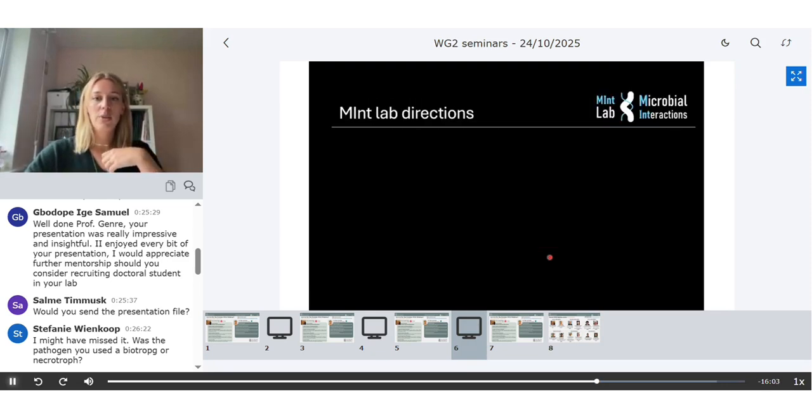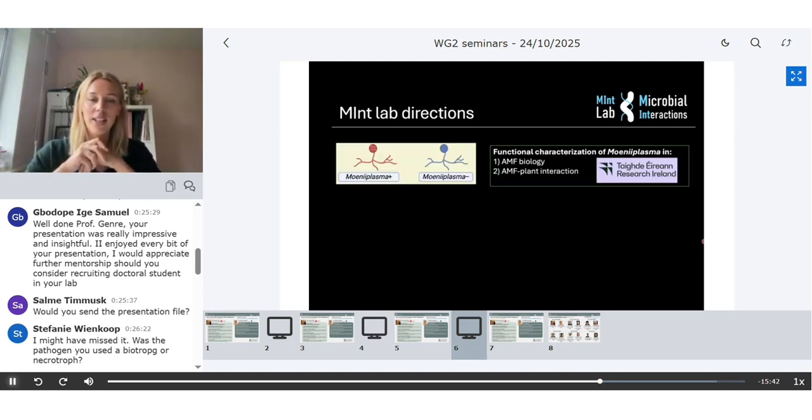So with that, I was going to spend a couple of minutes telling you a little bit about the main directions of my research group at the moment. Like Rafa said, my research group is called the Microbial Interactions Group, or the MINT Lab. It is just over 2 years old now. And the main project in the lab at the moment is trying to functionally characterize these mycoplasma endobacteria and get at their role in AMF biology and their role in the AMF plant interaction.